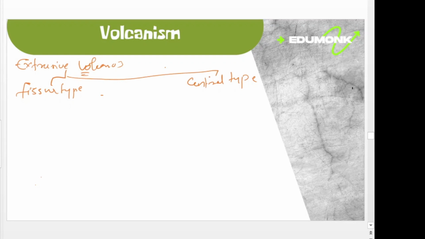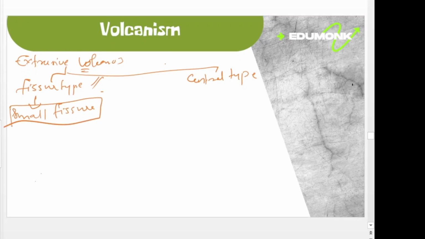In the fissure type, first of all we can complete the fissure type. Fissure type means the magma is ejected through small fissures, not mountains. There are small fissures in the soil. So through the small fissures, magma gets randomly ejected out. That is known as fissure type volcanoes.